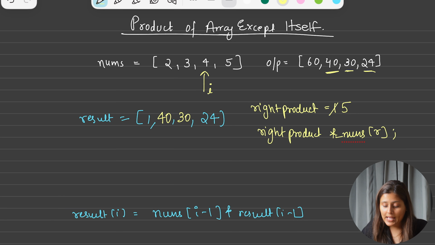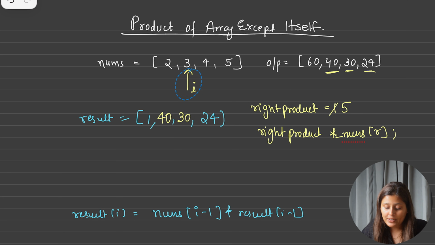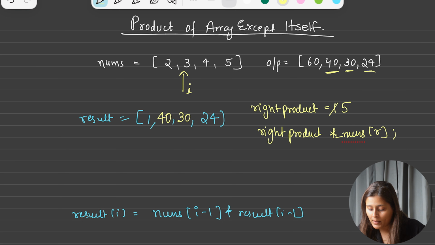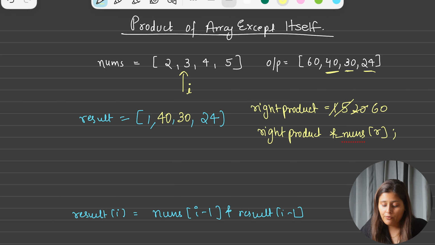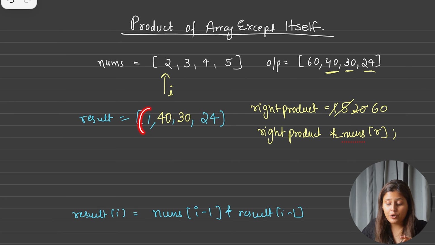Now next time I will move my I pointer behind, and before moving I want to multiply this 3 with my right product. So I will multiply, and now my product will become what? 60? Yes. And now when I move this I pointer behind, to 2, what left product do I have for 2? That is 1.